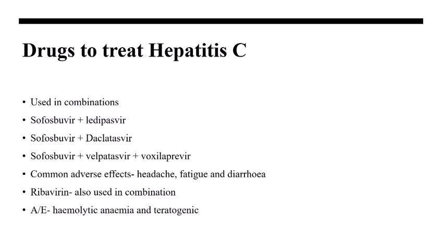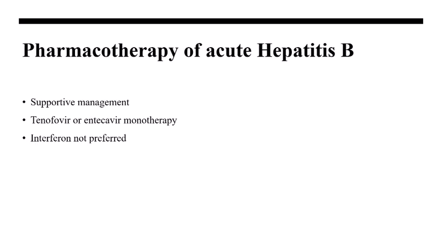So coming to the pharmacotherapy of hepatitis B and C in their acute and chronic stages. For acute hepatitis B, it is about supportive management, and in some cases, the patients are indicated with antiviral therapies such as tenofovir and entecavir monotherapy. Interferons are usually not preferred for acute hepatitis B.